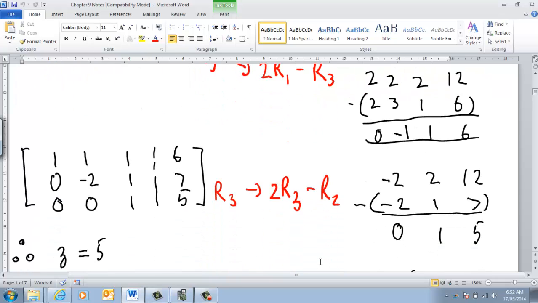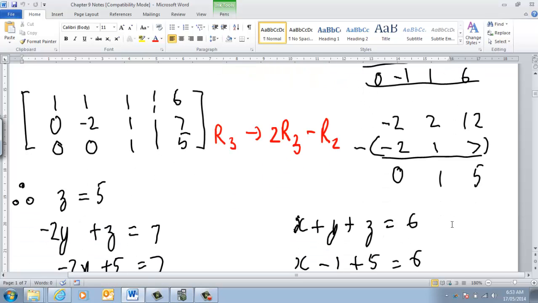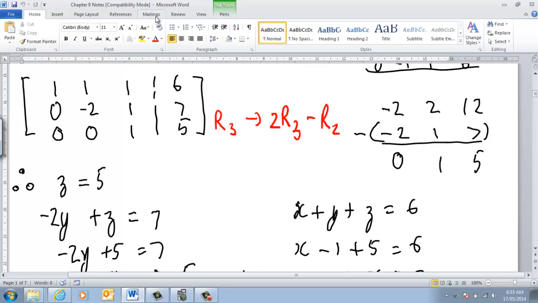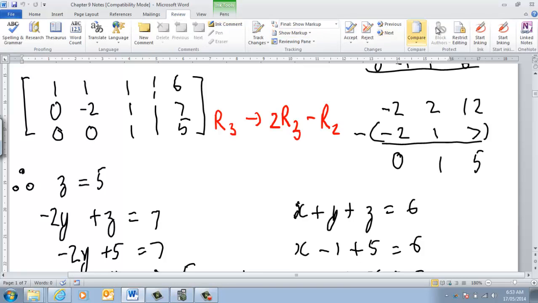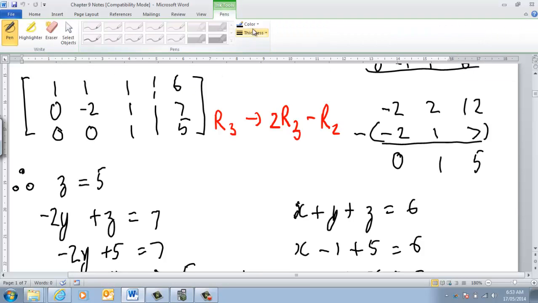Alright, and that's what I'm going to do. So that is going to be 2 lots of row 3, which will be -2, 2, 12, take row 2, which is -2, 1, 7, and that should give me an answer of 0, 1, 5. In this situation here, we now have our goal of what we're trying to do here. Remember, in this particular section here, we were trying to get 3 zeros. That's our triangle of zeros that we're trying to get.